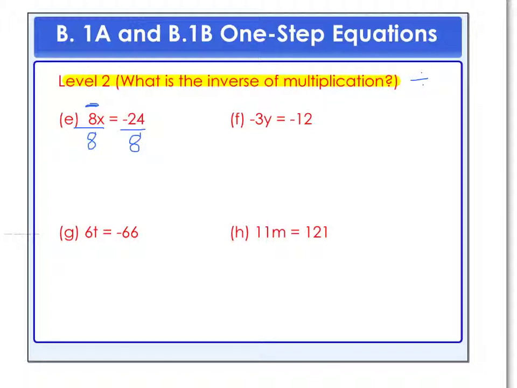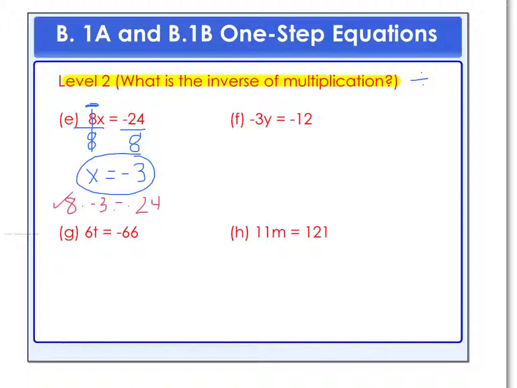So if I look here, 8 over 8 should be 1. So I'm going to put a 1 through those. I've got 1x left over, equaling negative 24 divided by 8. A negative divided by a positive is a negative, and 8 goes into 24 3 times. So here's our answer. We're going to go through and check. If we check, 8 times negative 3 does give us negative 24. So we know we have the right answer.